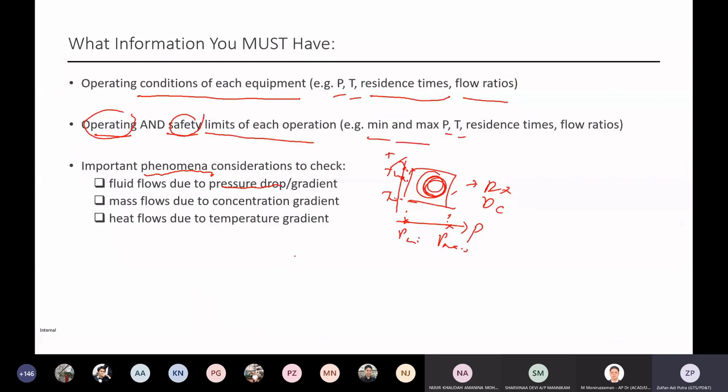And then the mass flow is due to concentration gradients. You have this if you do a distillation column or liquid extraction, so you have to be able to design. You need to know where one component is moving from which phase or which region to what region or to what phase. And the last one is the heat flow due to temperature gradient. So all of this.